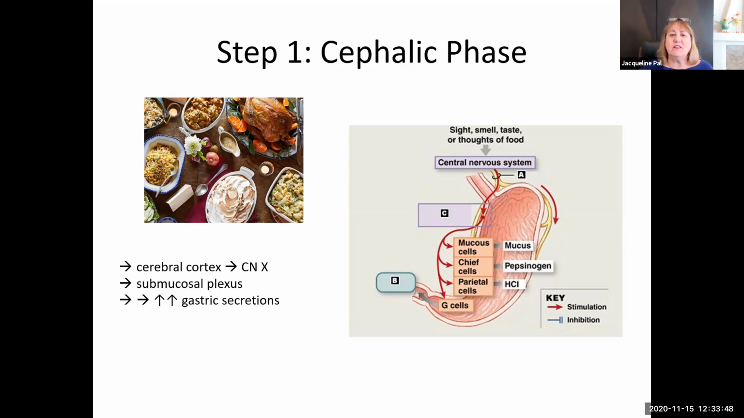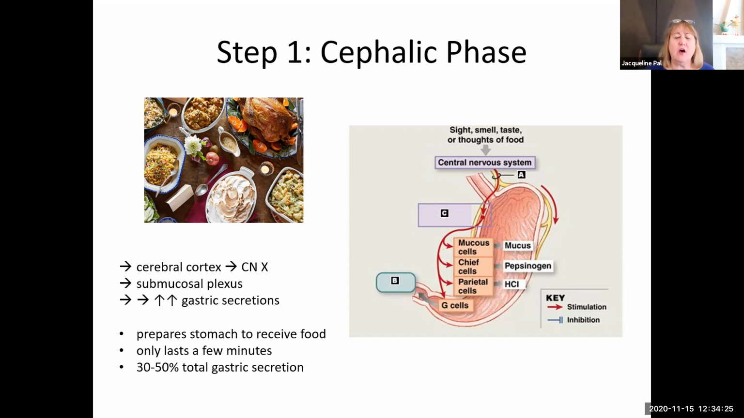And so when we look at the picture on the right, you can see that there's central nervous system impulse. So this is parasympathetic now, which is stimulating our enteroendocrine cells in the stomach, as well as our mucus cells, our chief cells, and the parietal cells. So the net result is we will have secretion of gastrin, as well as mucus, pepsinogen, and hydrochloric acid. So this is kind of what happens in the cephalic phase. We end up with a lot of gastric secretions.